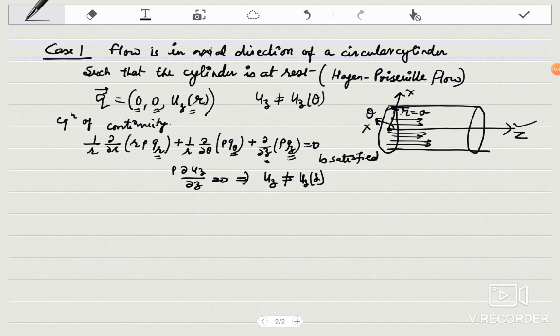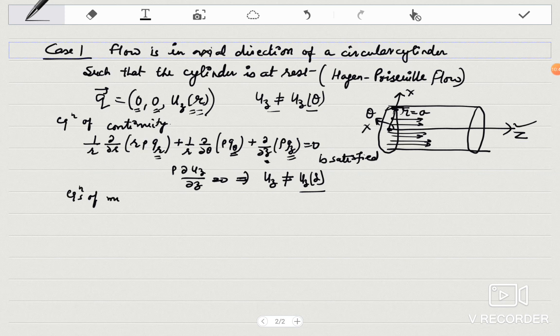So these are the two ways to say about the flow. One is, if I show that the equation of continuity is satisfied, it simply means flow is possible. Or with the help of the equation of continuity, I may give you the nature of velocity, the dependence of velocity on different parameters. As it is clear here, uz is not depending upon z. So finally uz is not a function of theta, uz is not a function of z, so it is only a function of r. Now we come to the equation of motion.